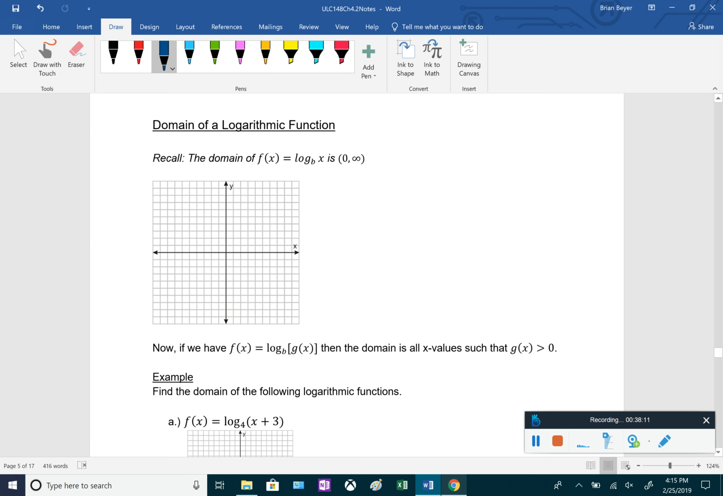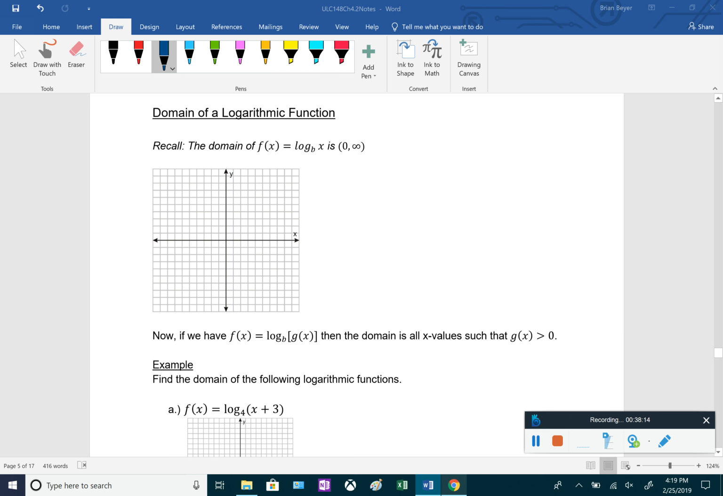So moving on to the domain of a logarithmic function. Recall from several pages ago, the domain of a logarithmic function, when it's in the form log base b of x, is 0 to infinity. So if we looked at this graphically, we know that log base b of x has a vertical asymptote at x equals 0, and the graph would look something like this, depending on what b is, but in general, same shape.